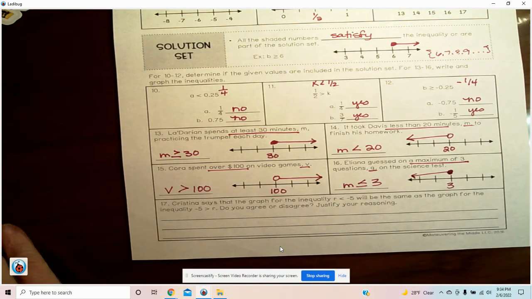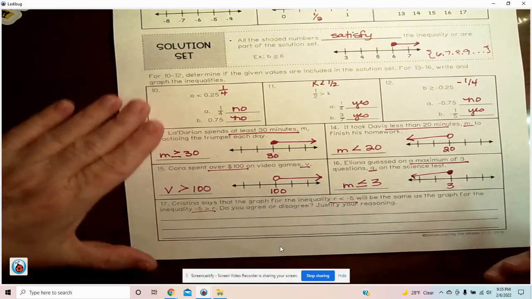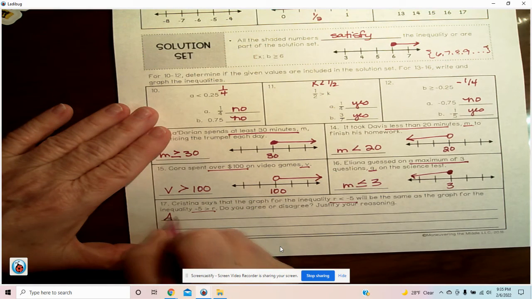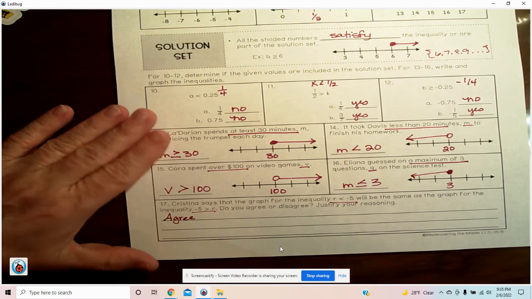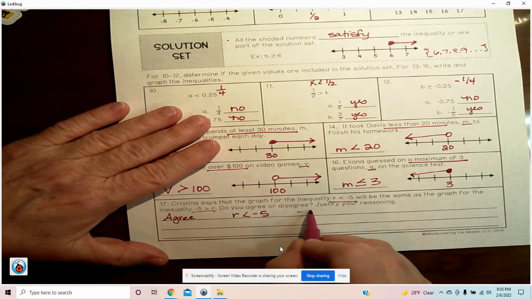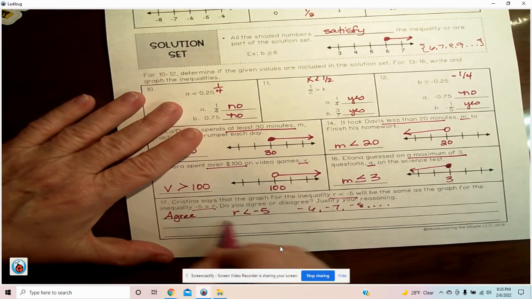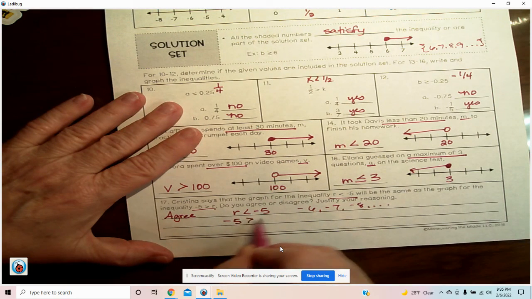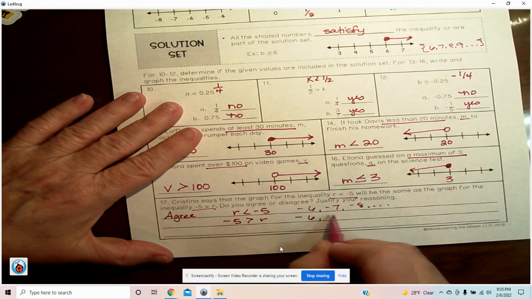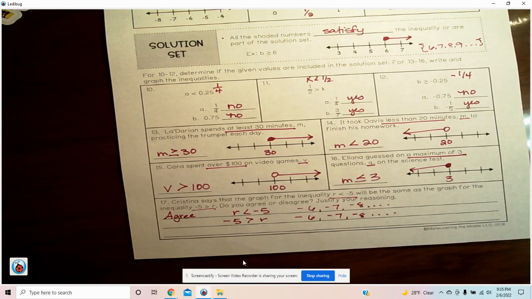All right. 17 says, Christina says that the graph for the inequality r less than -5 will be the same as the graph for the inequality -5 is greater than r. Do you agree or disagree? Well, y'all have seen me turn those around several times in this lesson, so I'm going to agree because r less than -5 would be -6, -7, -8, etc. -5 greater than r would be -6, -7, -8, and so on. That's the intro to inequalities.